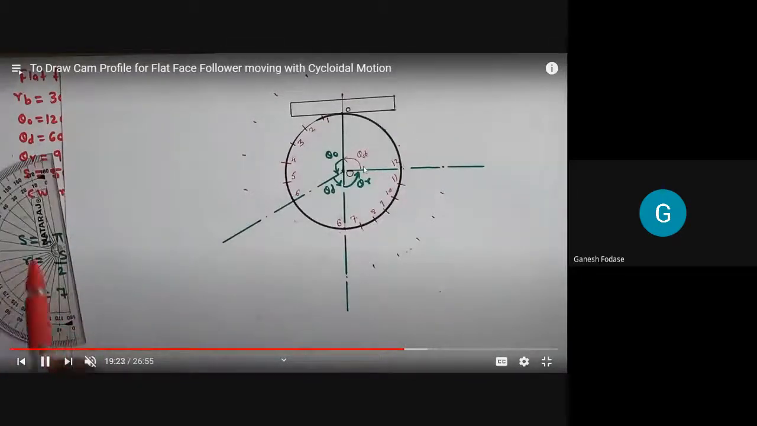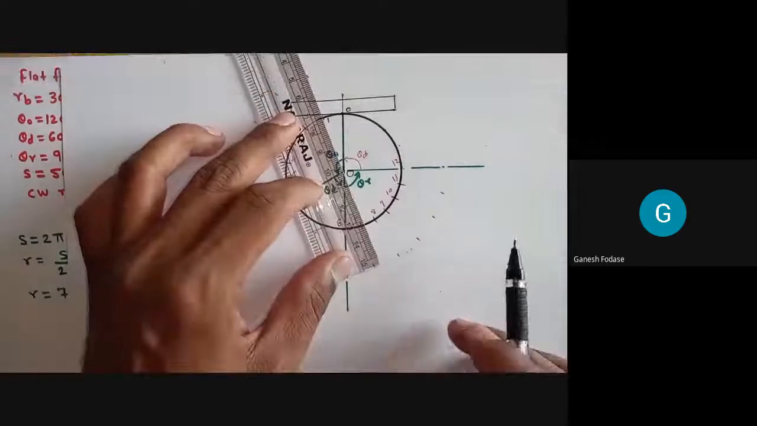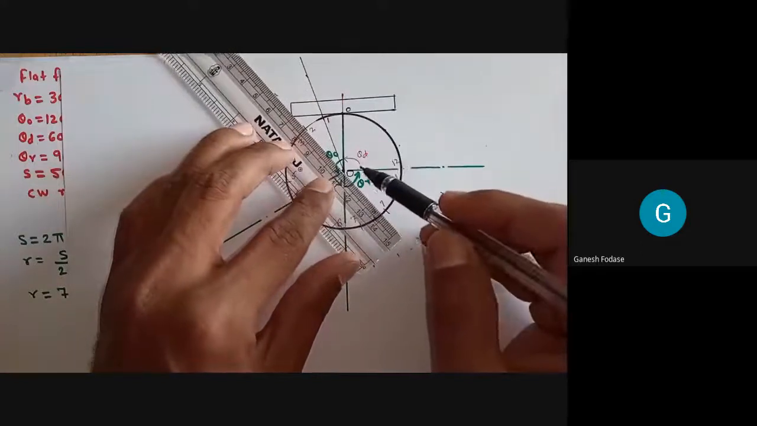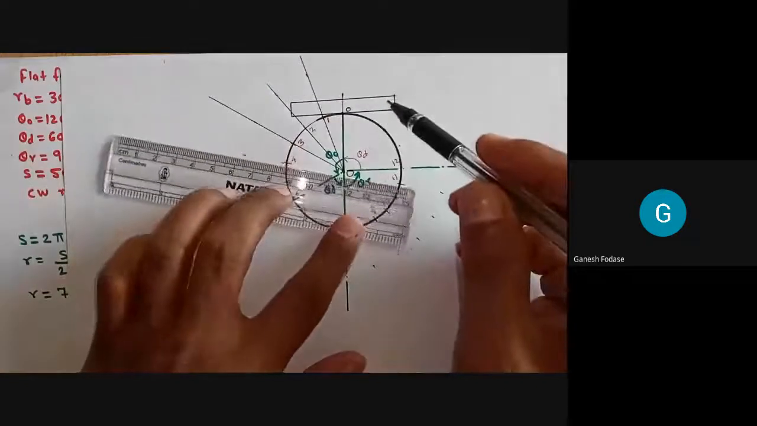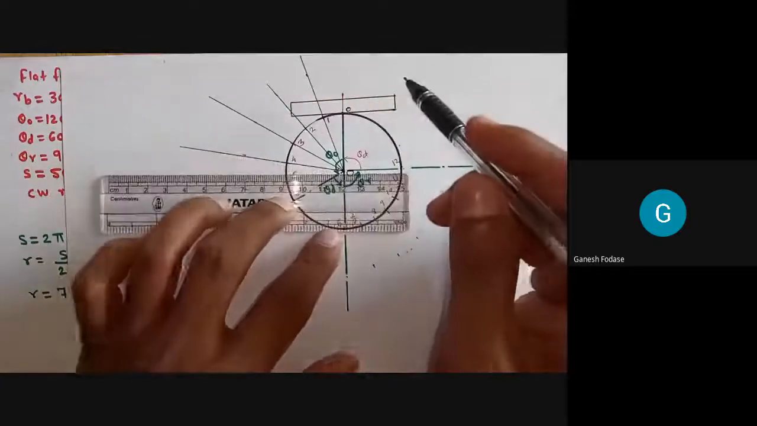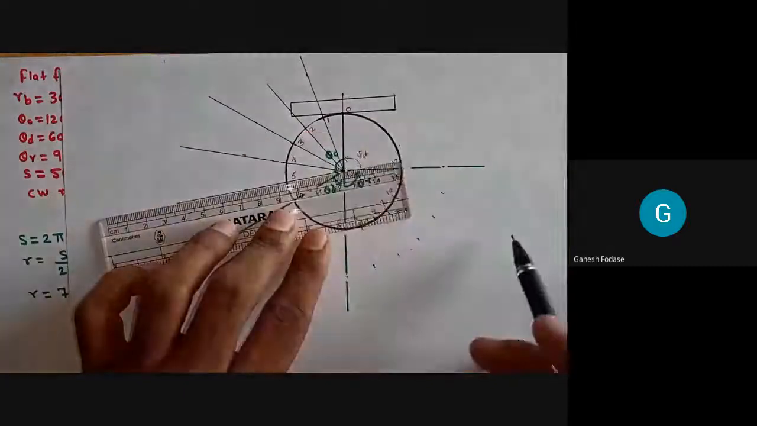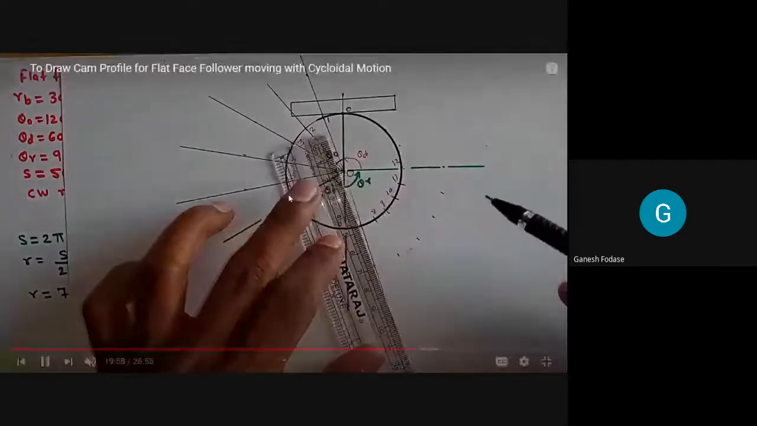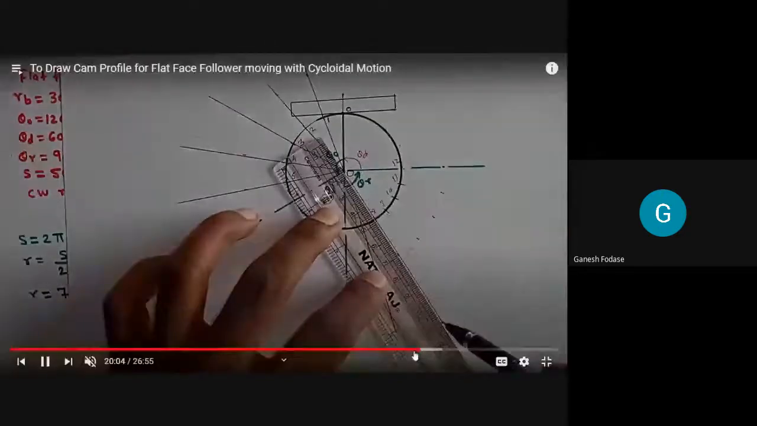The rest of the period is dwell period. So we now mark the same divisions as those of the displacement diagram. Remember, this procedure is similar for a knife edge follower also. Either it is knife edge or a flat face. And if it is a radial follower, this procedure remains the same. Keep this thing in mind. Procedure is similar, no change. Now just join the divisions with the cam center, which represents the follower axis at those positions. So these are the follower axes at particular positions. Let's say 1, 2, 3, 4, 5, 6. Just join these follower axes.